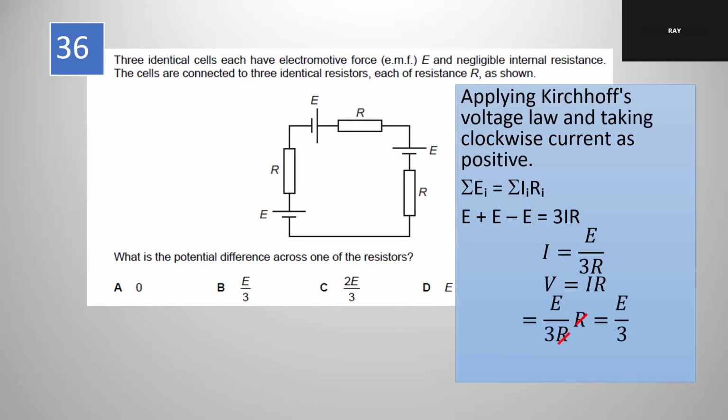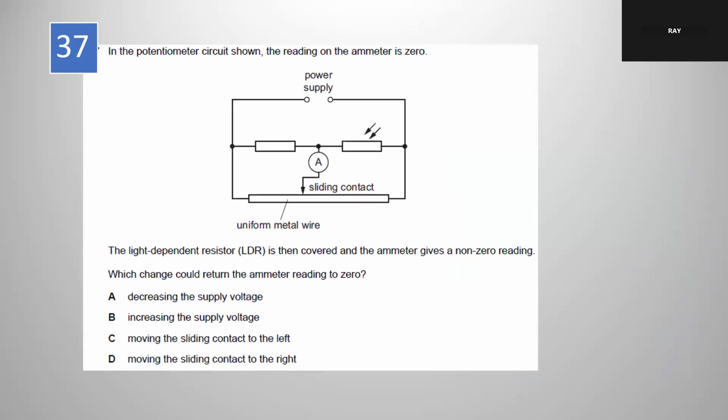Okay, let's go to the next one. Potential divider. Which change would return the ammeter reading to zero?